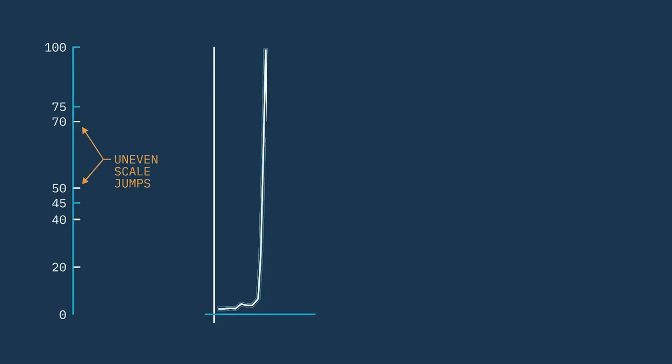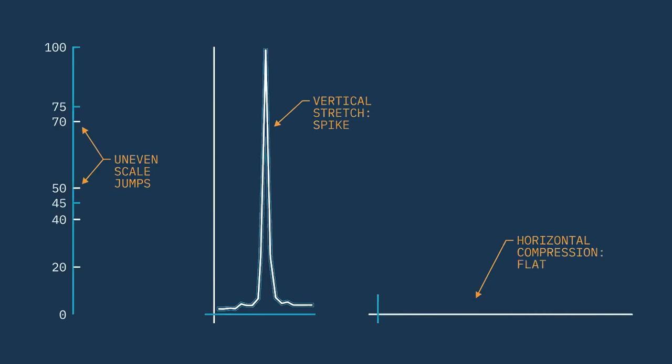Uneven scales do the same thing. If one step on the axis represents 20 units and the next step represents 5, your eye assumes they're equal. Slopes, gaps, and jumps stop meaning what they appear to mean. Then there's aspect ratio. Stretch a chart vertically and a gentle trend becomes a spike. Compress it horizontally and volatility disappears. Nothing about the numbers changed, only the geometry did.